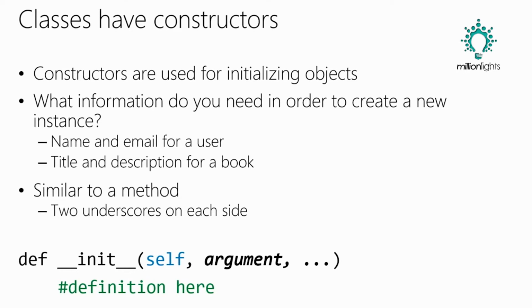Now, let's go back to our blueprint. We're going to kind of belabor this analogy here. When we put together the house based off of that blueprint, we're going to construct that house. We're going to construct the object. So classes can have constructors, and constructors are used for initializing, note that word, initializing the object. So it's going to be all the information that we're going to need to create a new instance. So if we were creating a class to represent a user, we would need a name and an email. If we were doing something for a book, we're going to need a title and a description.